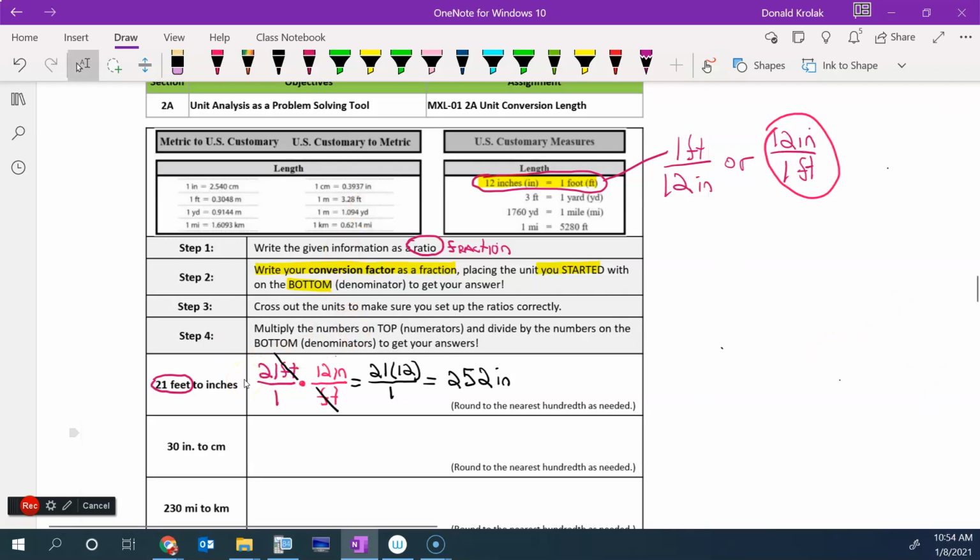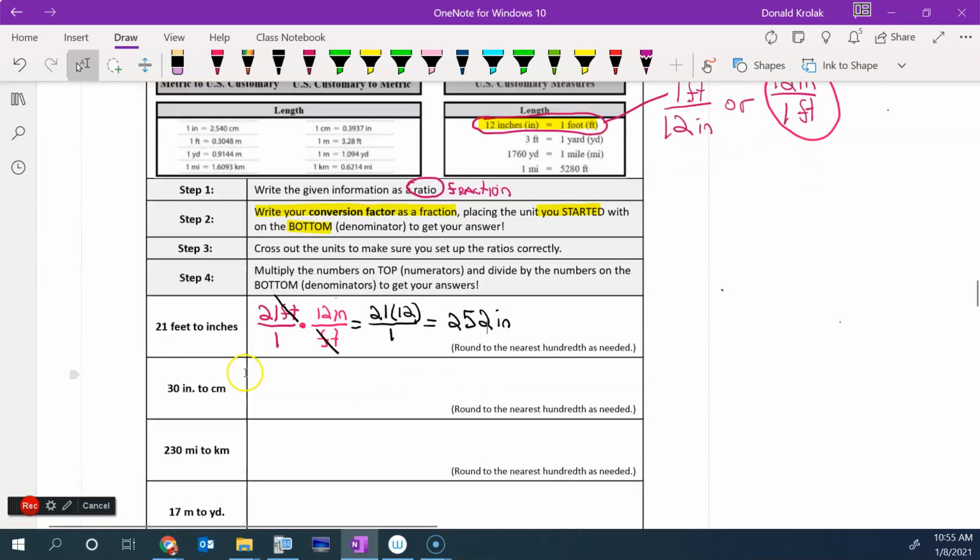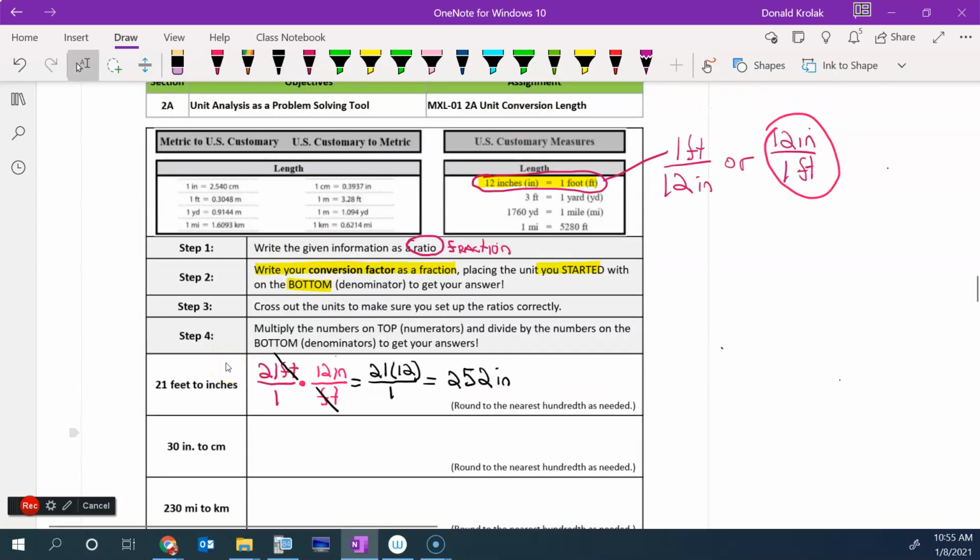Okay, now probably the most common types of conversions you do is when you got to go from metric to English or English to metric. Okay, so here we're going 30 inches to centimeters. So I know I got 30 inches, write it as a fraction. Now I automatically know that whatever I write next is got to have inches in the denominator.